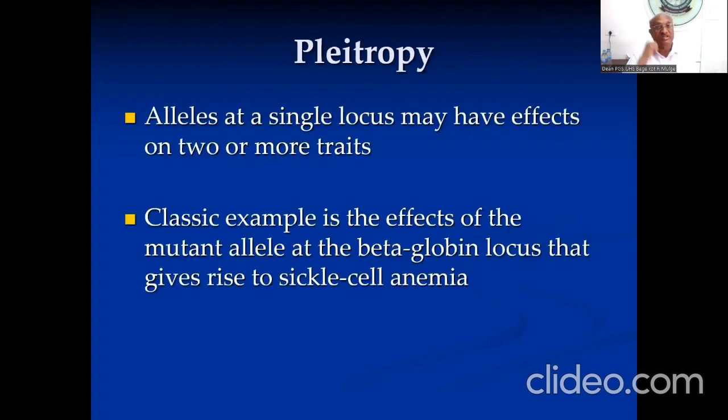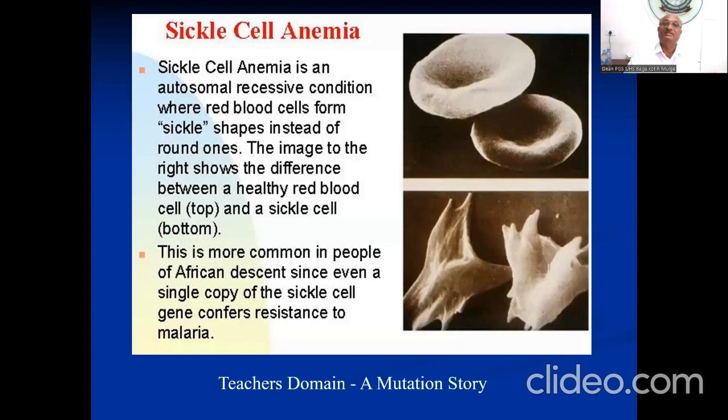Then pleiotropy. Alleles at a single locus may have effects on two or more traits. One more confusion is being added. Always we said one gene controls one character, whereas here the alleles at a single locus, that means one gene, will have effects on two or more traits. So the same gene is controlling two characters, or more than two characters. A classical example is the effect of the mutant allele at the beta globin locus that gives rise to sickle cell anemia. So this is an example of a pleiotropic effect, right?